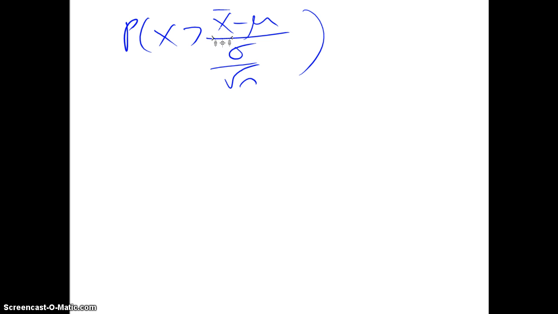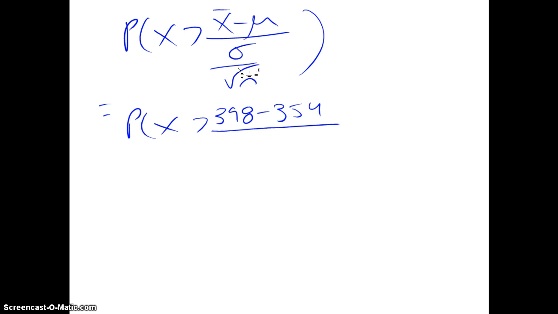Okay, so what we're trying to see is the probability that we could observe a value greater than (398 minus 354, our hypothesized mean) divided by 33, the standard deviation, over root 3, because our sample size is 3. Okay, so we've standardized this value, and because we standardized it, it's going to fall under a z distribution.